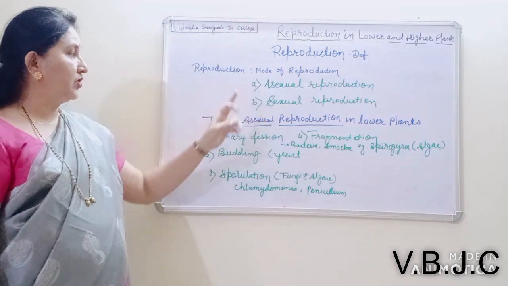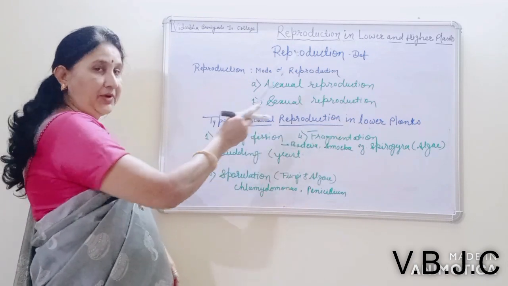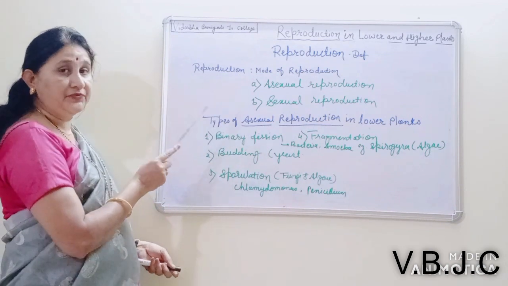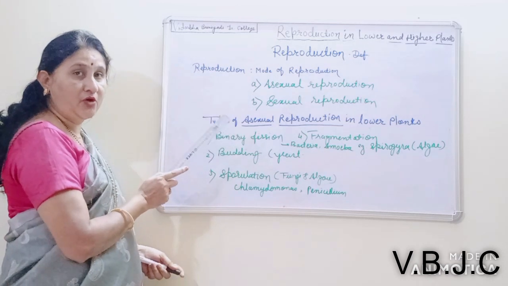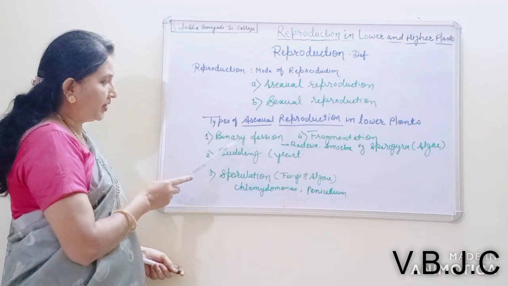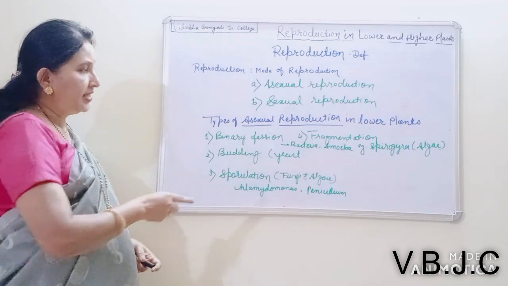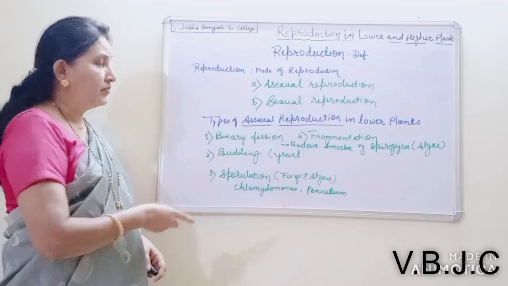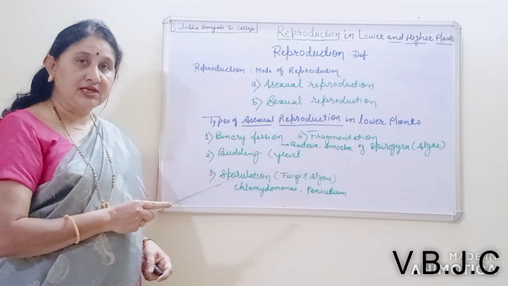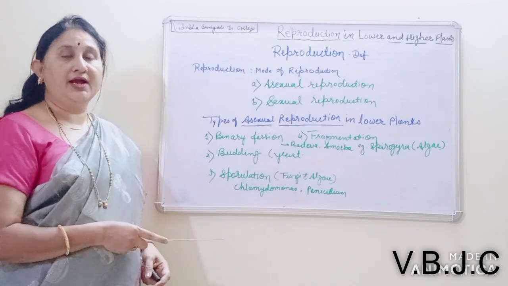Then, the types of asexual reproduction in lower plants. In lower plants, asexual reproduction takes place without meiosis or without union of male and female gametes. The first type is binary fission. Binary fission mostly occurs in bacteria, amoeba and paramecium. One cell divides to produce two daughter cells, and these two daughter cells are the new individuals. This is a simple type of reproduction.